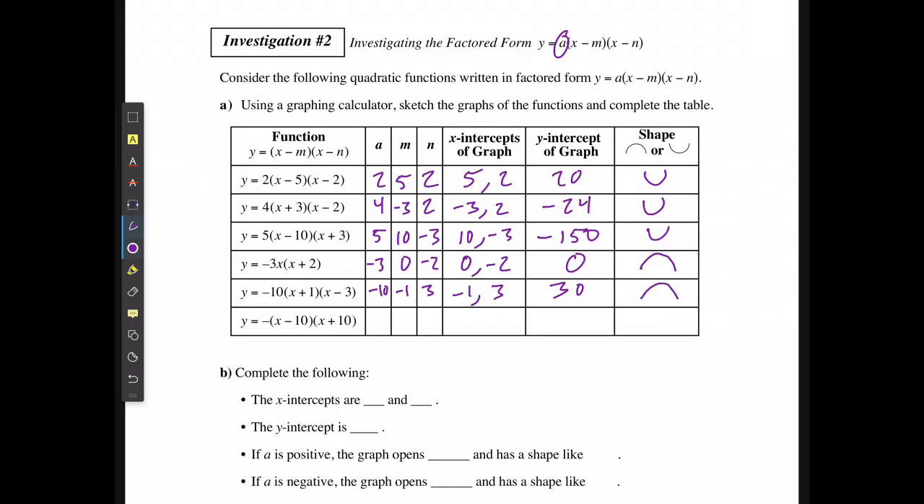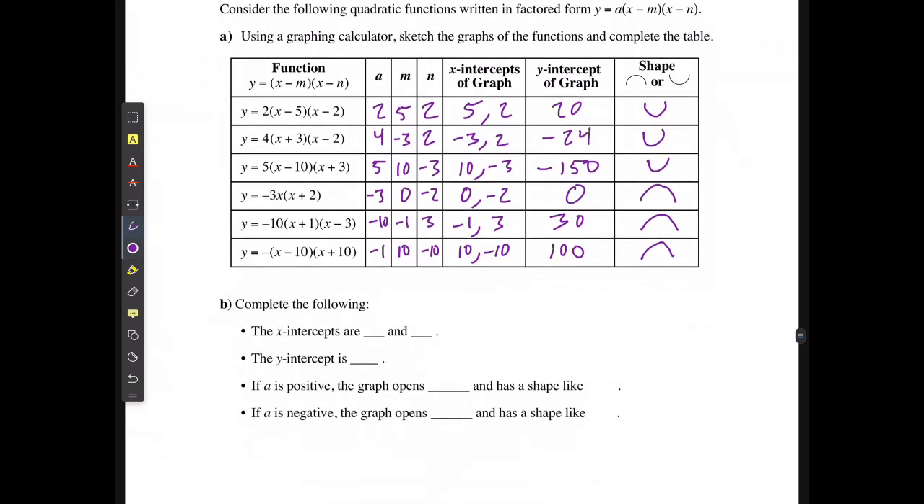And for the last one, where I just have this negative here, we know there's always an imaginary coefficient of 1, so a is actually negative 1. M is positive 10, and n is negative 10. The x-intercepts are at 10 and negative 10, and the y-intercept is going to occur at 100, and this one will also open downwards.